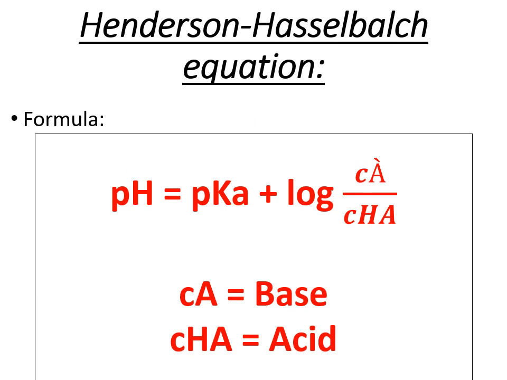So, balikan natin yung topic sa biochemistry nyo ng Henderson-Hasselbalch equation. And this equation tackles the computation of your pH based on the following information: the pKa and the log of the contents of your base plus the contents of the acid. Yung Ca dito is the levels of the base and yung Cha is yung levels of your acid.